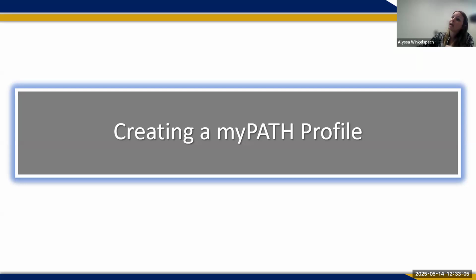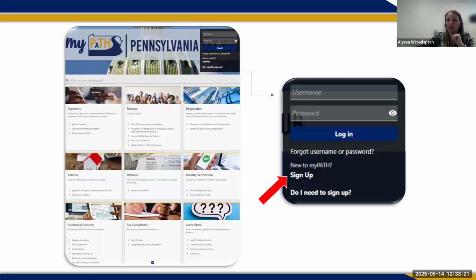All right, so creating a myPath profile. Creating your profile is very important. You want to make sure you have that profile so when you go to file your returns and submit payments, it's not slowing things down. From the home page, you will want to navigate to that black logon box at the very top of the myPath homepage, and you'll select that sign up link.